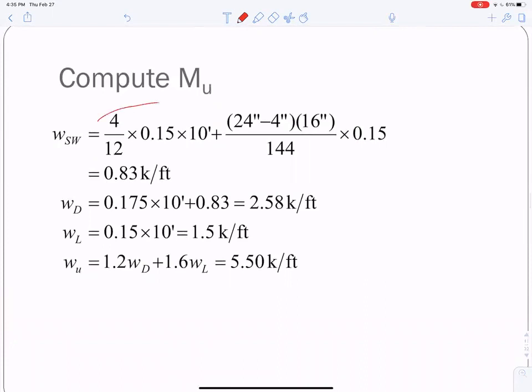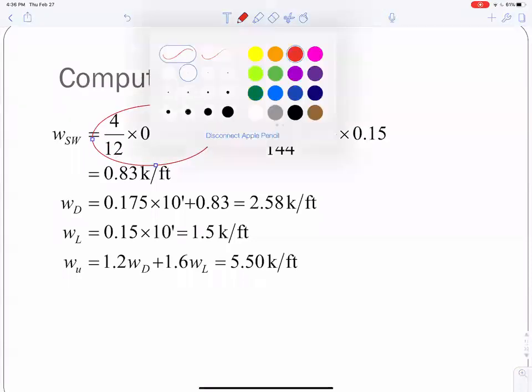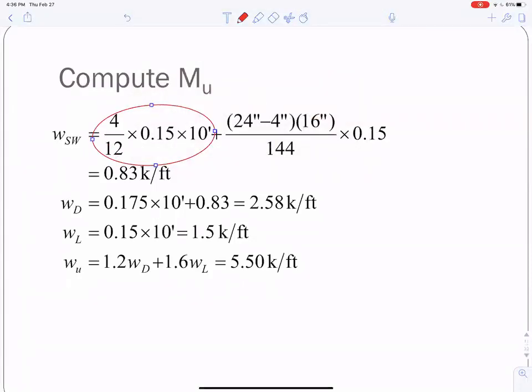This right here is the slab self-weight. This part here is 50 PSF. We did that for the slab design, 1/3 deep times 0.15 kips per cubic foot for concrete. And the tributary width of this beam is 10 feet.